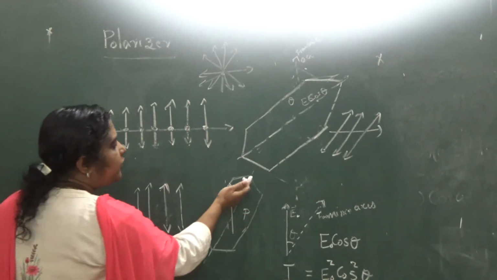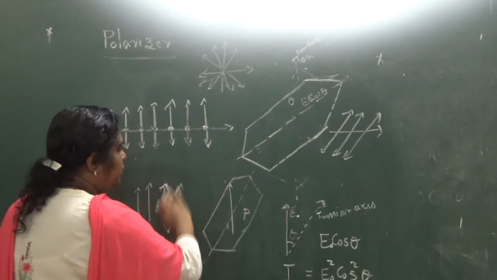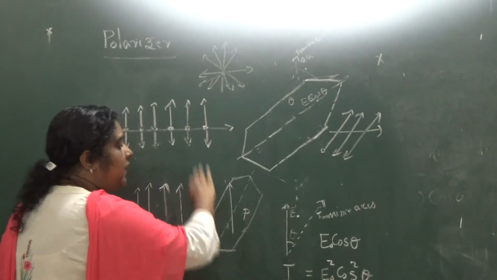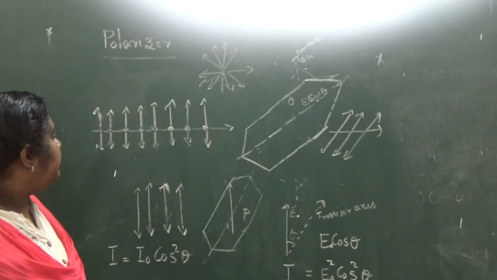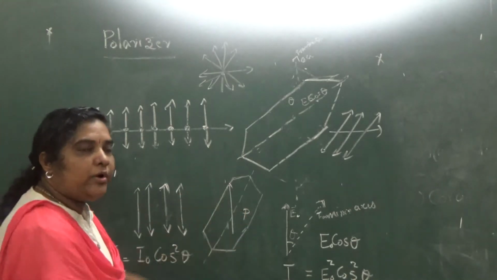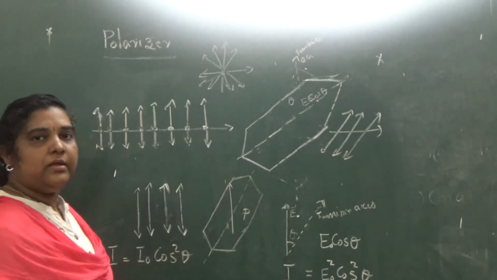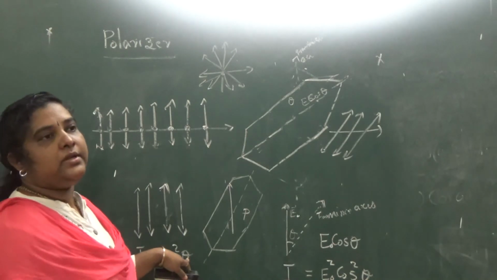That means if you keep the vibration like this and the transmission axis like this, then you won't get any light after the polarizer. Again you rotate the polarizer, and you will get no light again at theta equal to 270 degree.